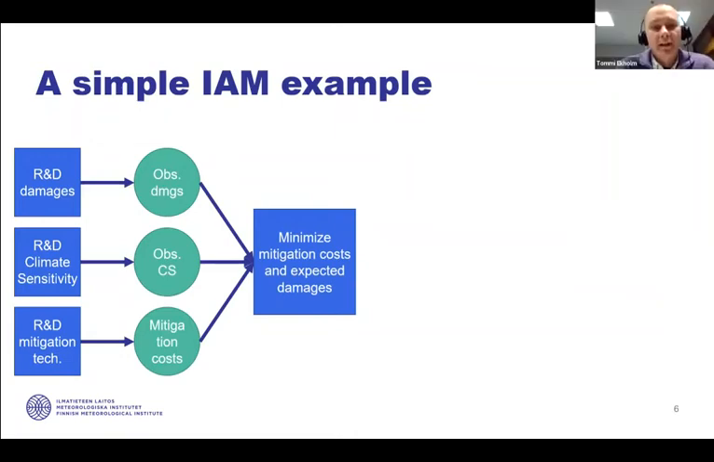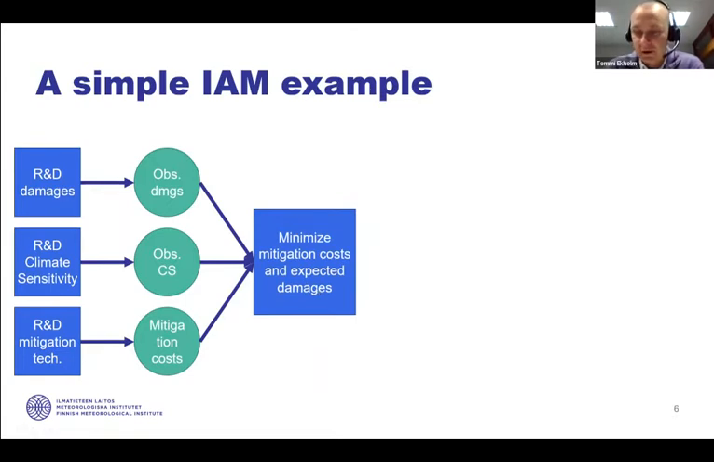Yes. So we did a similar simple IAM example to the one on the previous slide, but we included these kinds of research and development decisions. You could do impact analysis for climate change impact, and then observe what the climate damages are. You could do similar research on climate sensitivity and then observe better what the climate sensitivity is, or you could do mitigation technology R&D and get a reduction in mitigation costs. And then there's a model that considers these decisions and their outcomes with different probabilities, and there's a similar minimization of mitigation costs and expected damages.